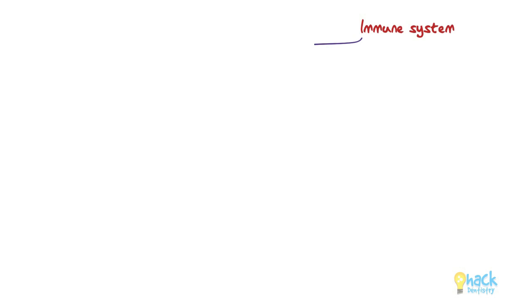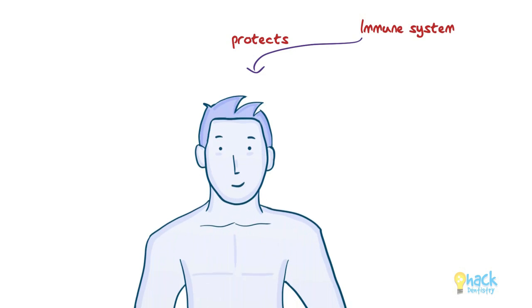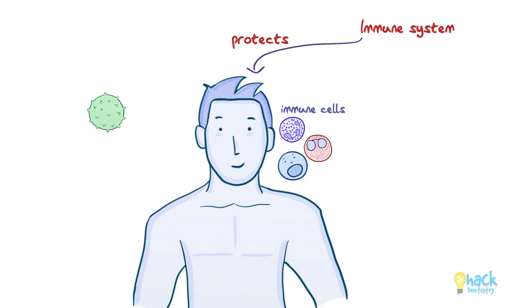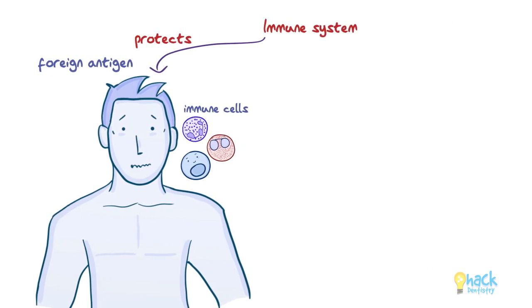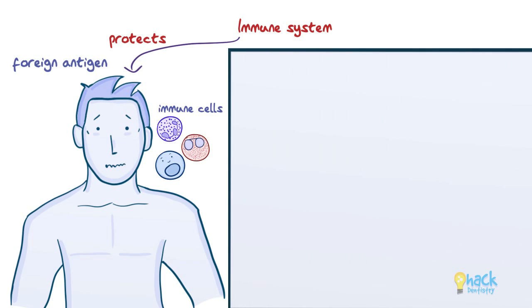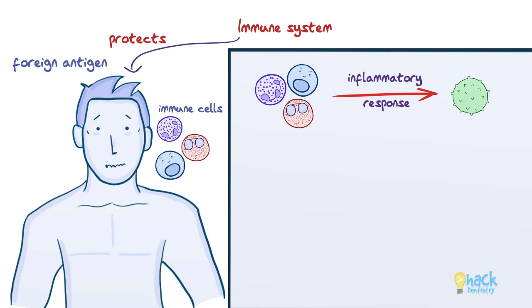The immune system protects the human body against disease by dispatching a bunch of immune cells whenever the body encounters foreign material or antigens. These immune cells, or effector cells, elicit an inflammatory response in order to remove or eliminate these foreign antigens without causing much damage to the host.